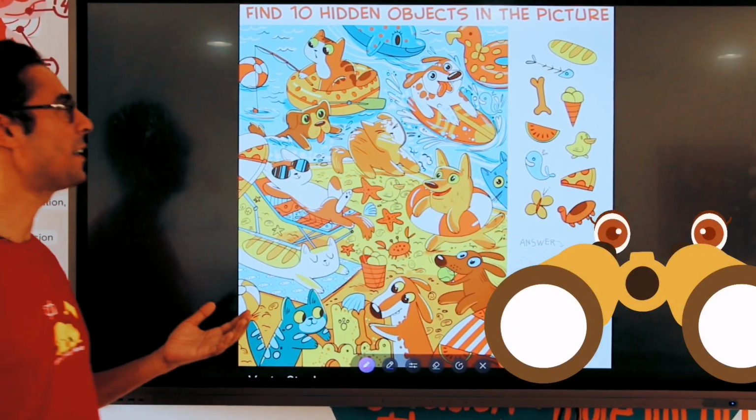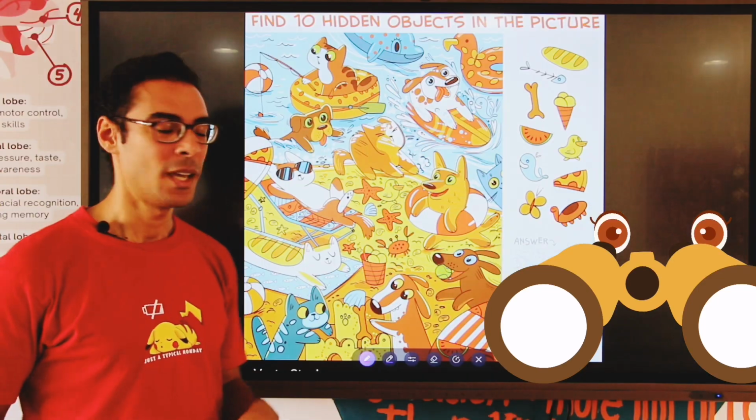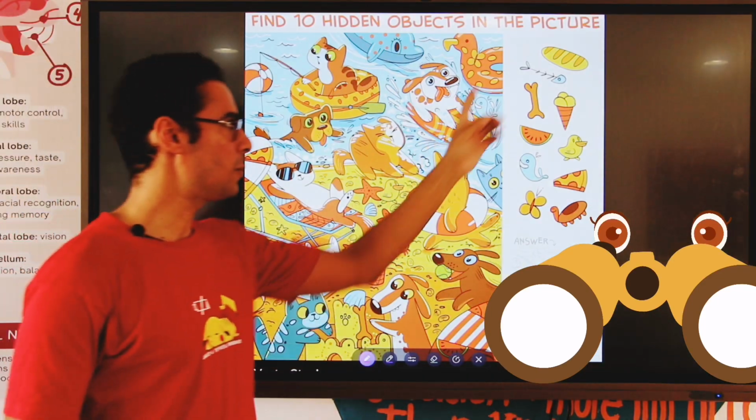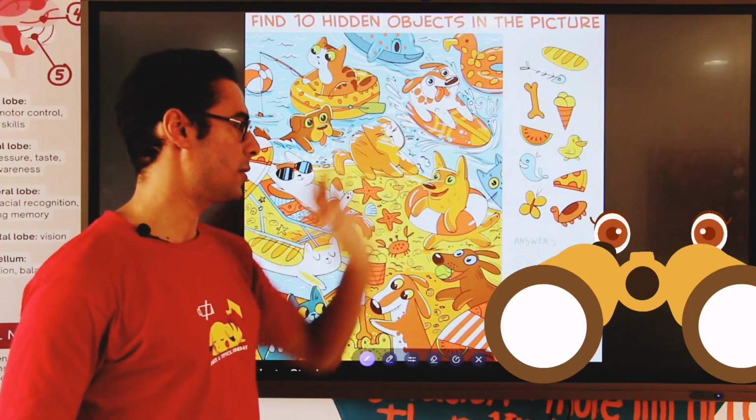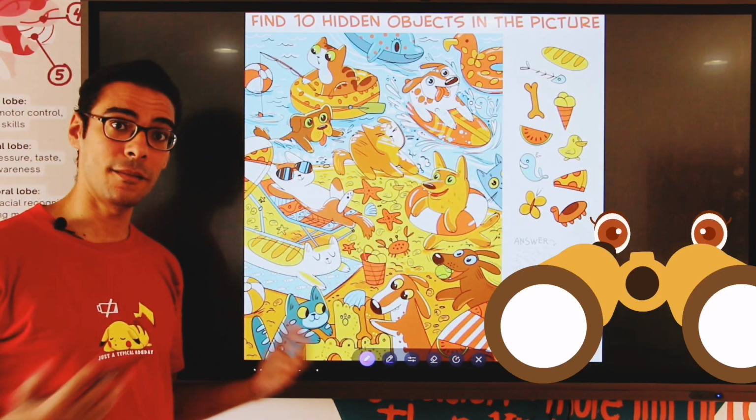Today I have a great challenge for you at the beginning of our session, and let's get started. In front of you here, find 10 hidden objects in this picture challenge. In this challenge, we need to be looking for these items. We are searching for these items here. So would you help me in finding them?